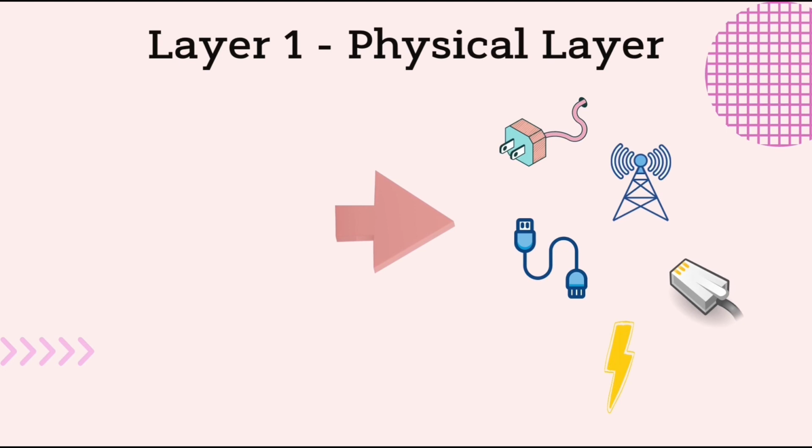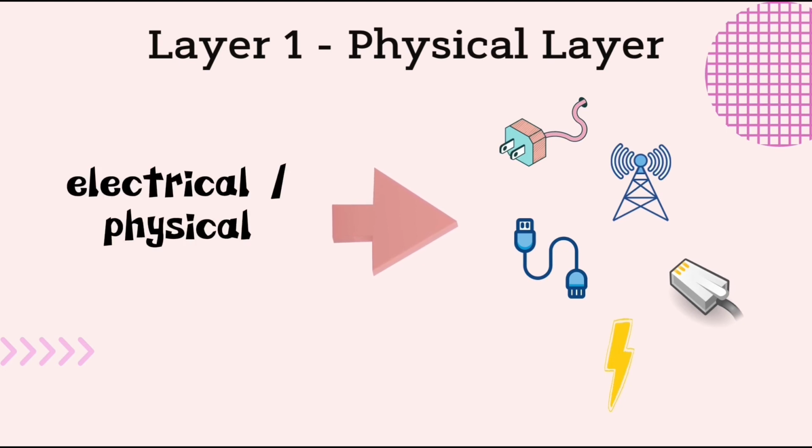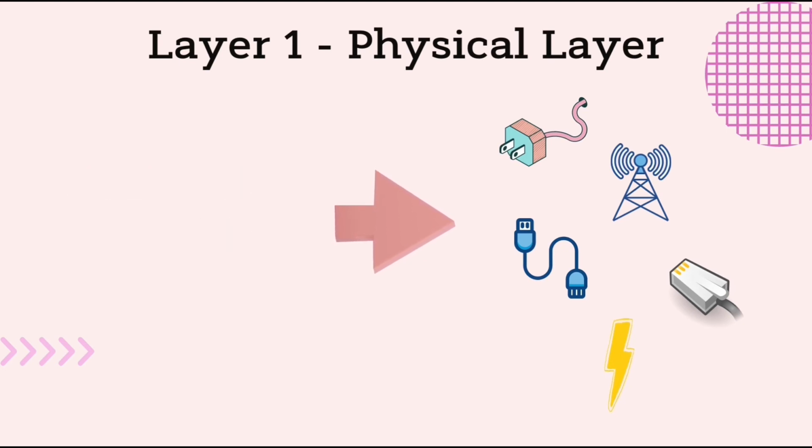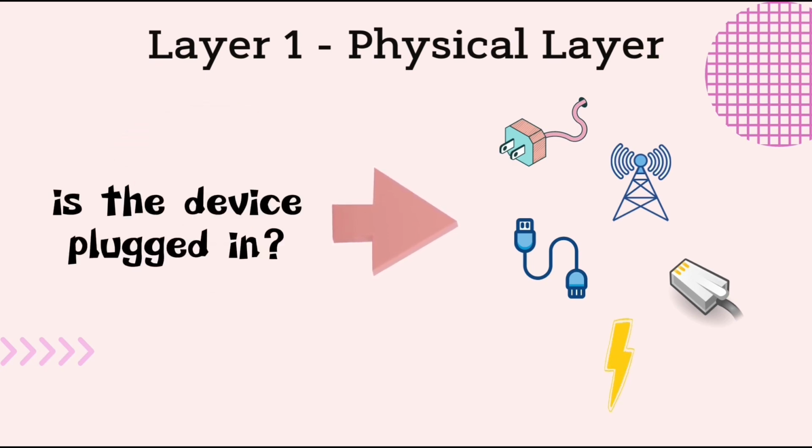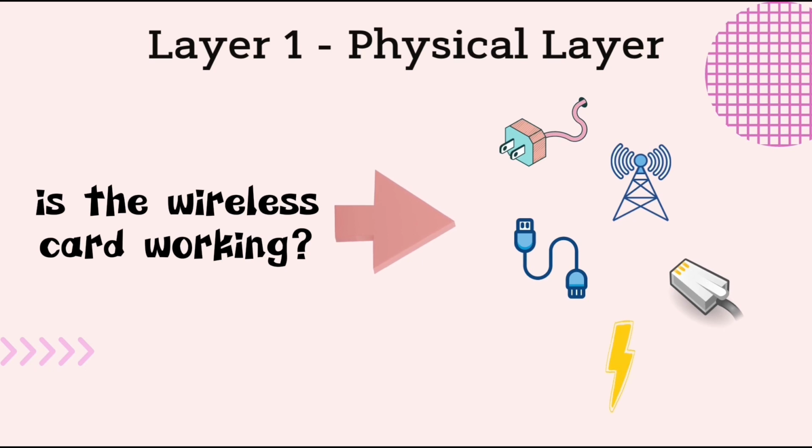This physical layer is the electrical or physical layer of the model. This layer includes physical resources like network cables, power plugs, wireless radio frequency, connectors, receivers, or electric voltage. It takes care of the transmission of raw bit streams. When troubleshooting problems, this is typically the first place to start for the sender to check. Is the device plugged in? Is the wireless card working?